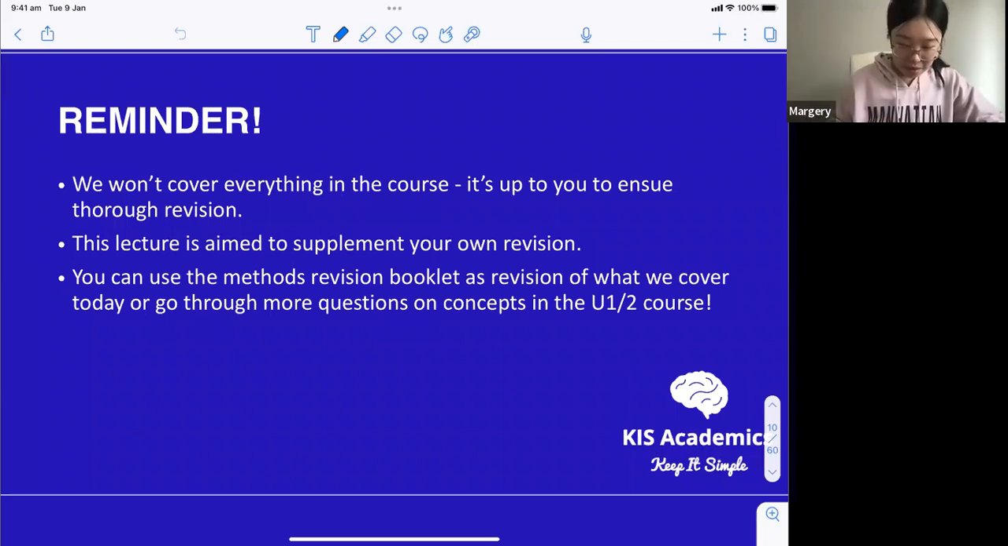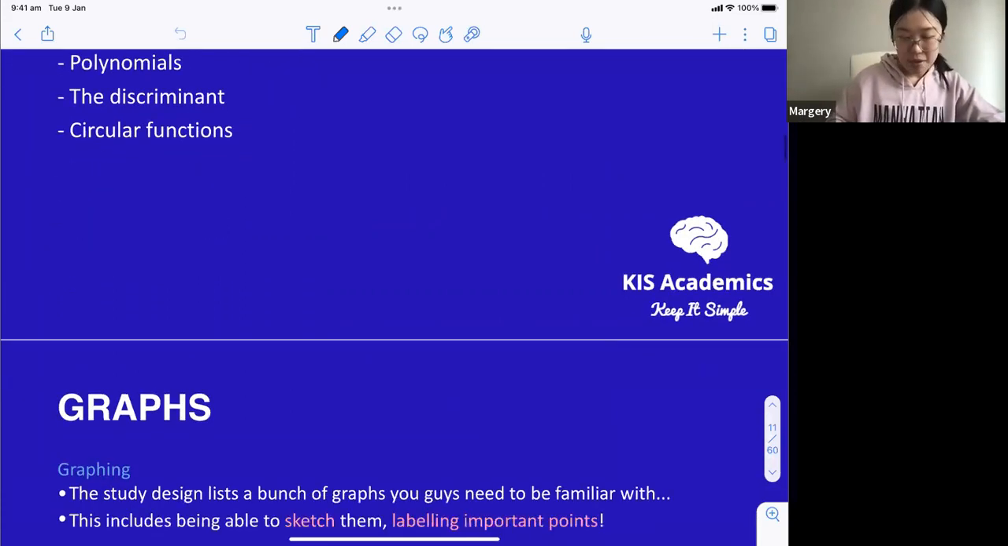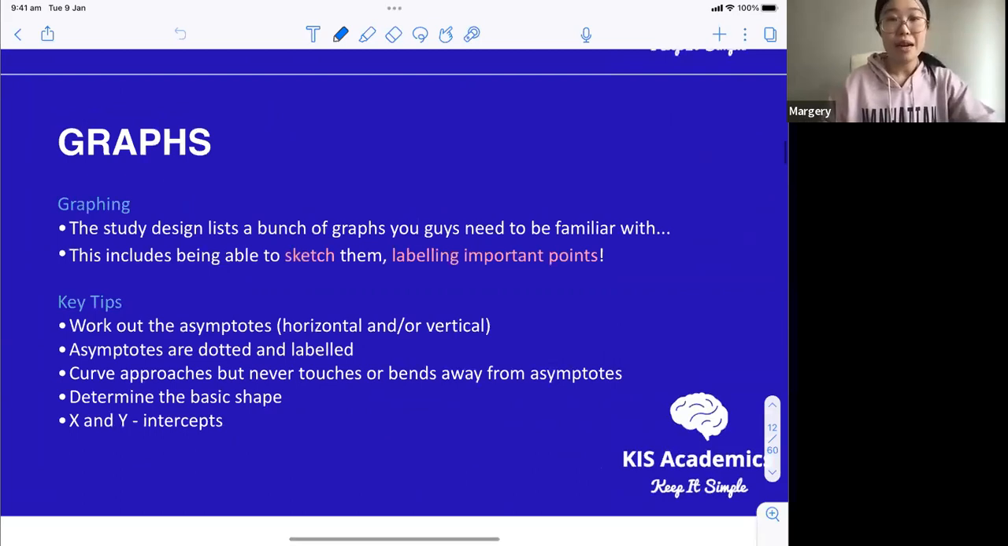And so we'll get straight into it and we'll start off with part 1 of today's session, which is a bit of functions, graphs, polynomials, and circular functions, as well as the discriminant. So we'll start off with graphs.